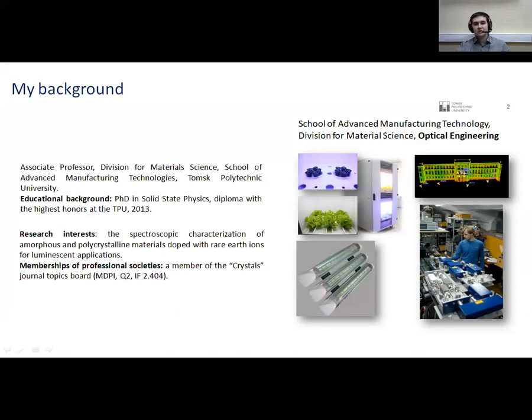I defended my PhD thesis 8 years ago in solid state physics. My research interest is connected in general with luminescent materials, especially phosphors for LEDs, ceramics, some glass materials, and something like that. On the right side, you can see briefly depicted scientific directions realized in the optical engineering direction in my school. In this case, you can see laser technology, lighting engineering, optical materials, and of course, agro-biophotonics.